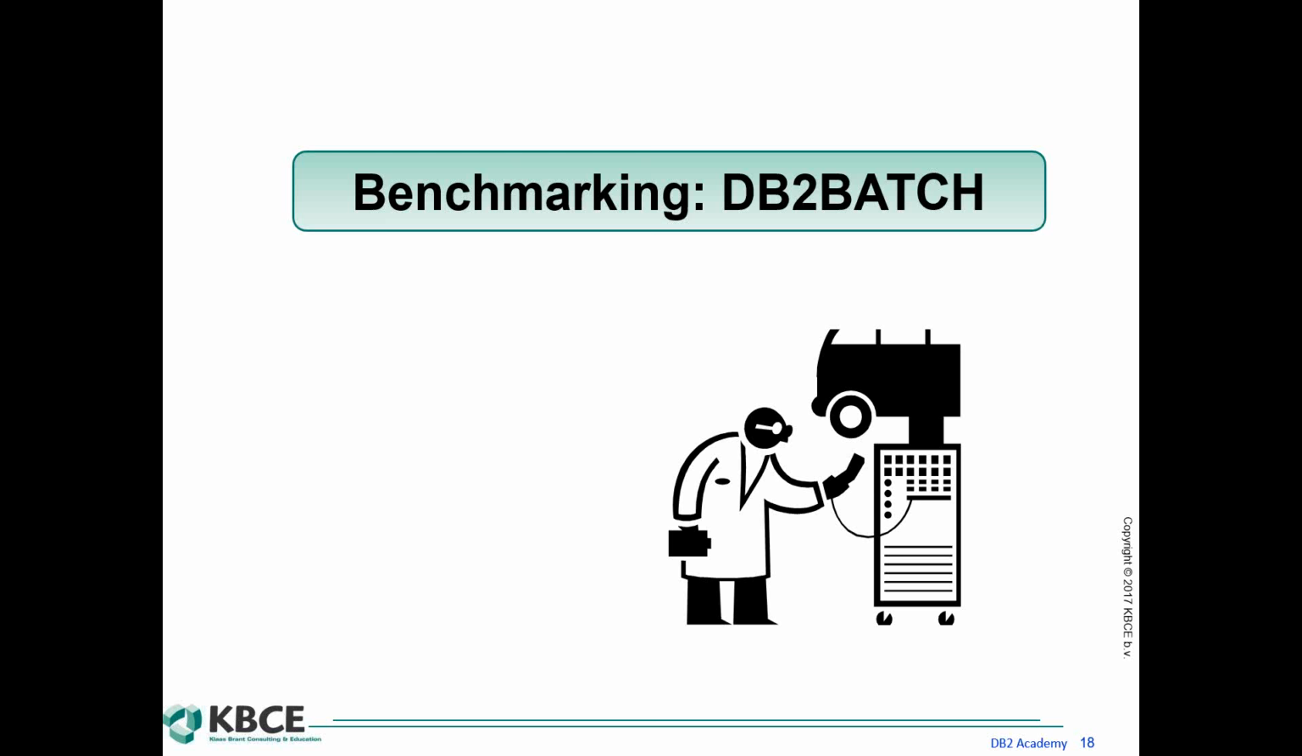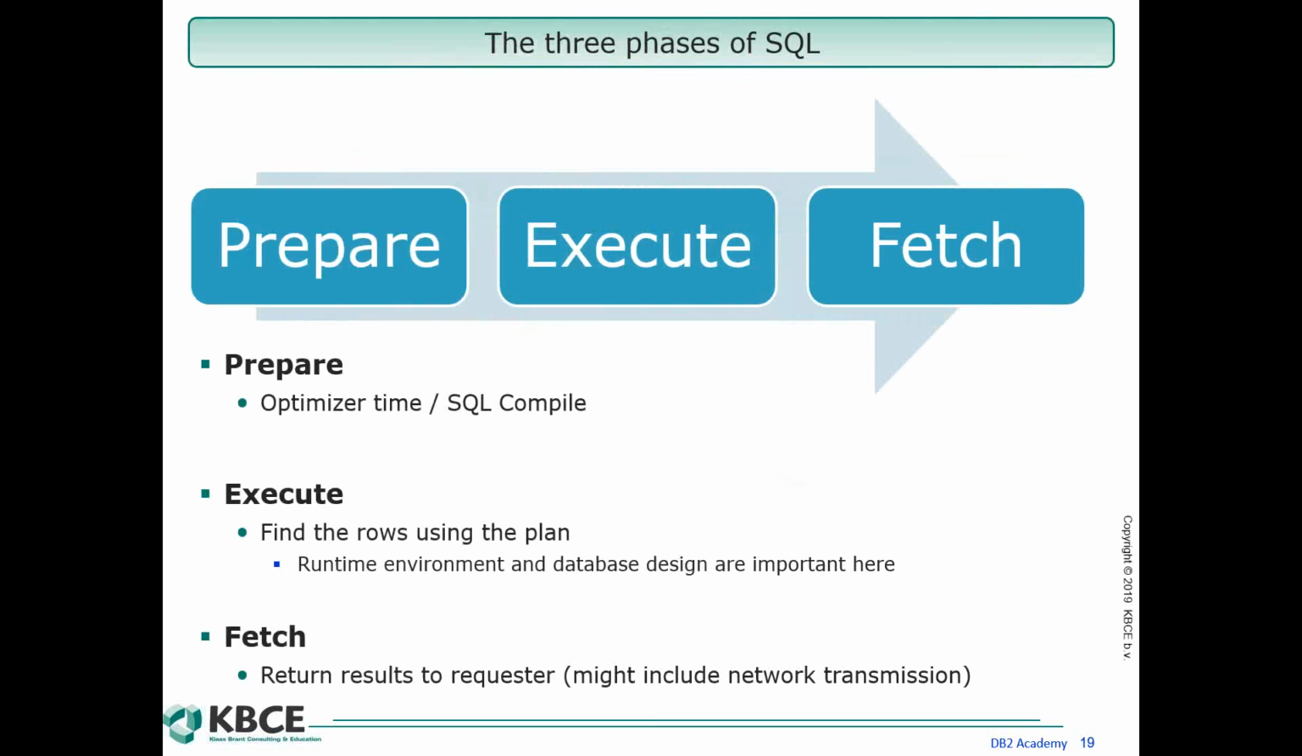What is done in the DB2 Batch? Well, DB2 Batch has a philosophy. It says we are actually preparing a statement, so that is the compile time, and then we're executing the statement, and then once the result is ready from the statement, we need to fetch the result back to the application. Each of the three could actually be a problem. So it measures at that very level. It says, well, how much time did you spend on the prepare, how much time on the execute, and how much time on the fetch? That's very, very nice, actually.